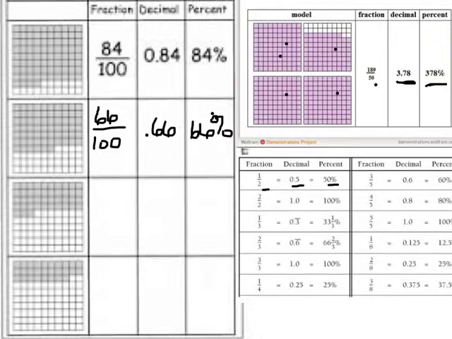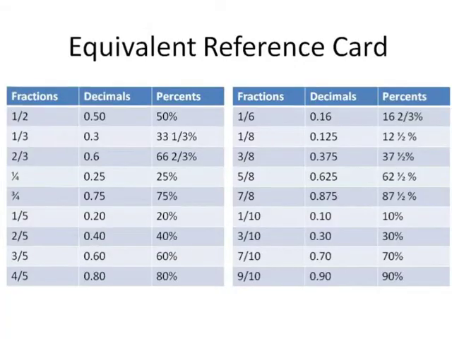In your lesson, they're going to have you complete some tables using reference numbers. So I've included in this lesson this equivalent reference card. You might want to write this down in your notebooks to have it handy as a reference tool there in your notebook. And when I say you might want to, that means I expect that you will. And it'll be a very good tool for you doing these problems from here on out.